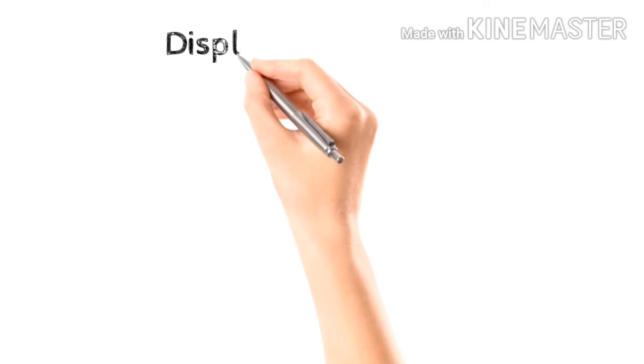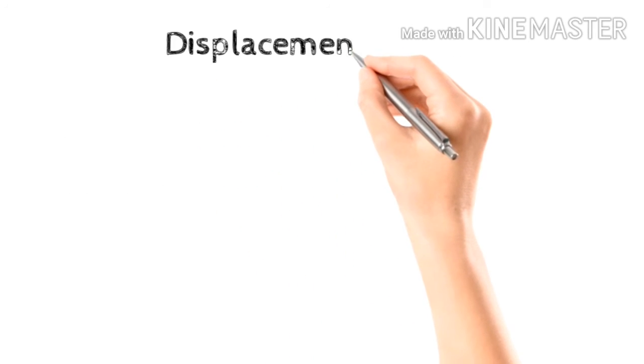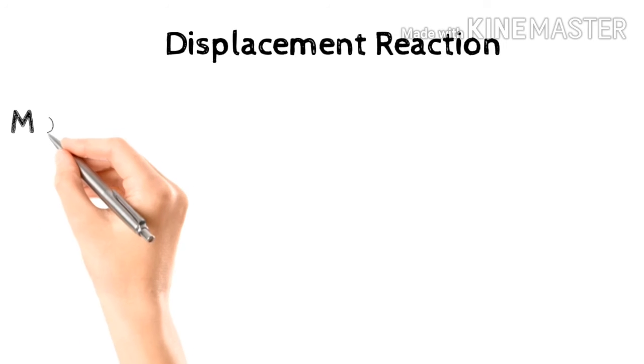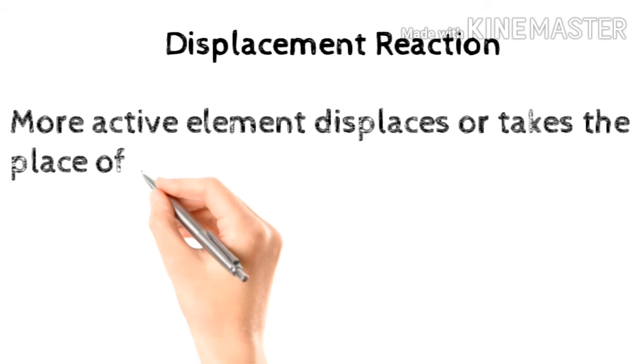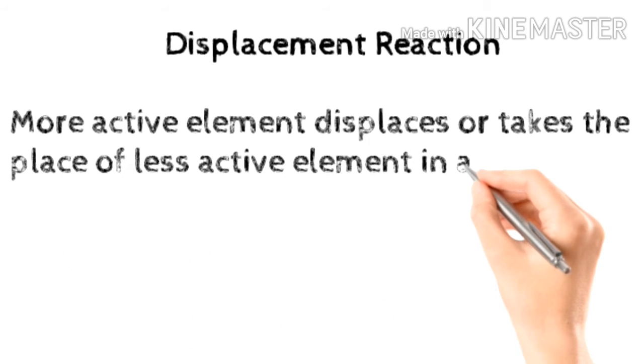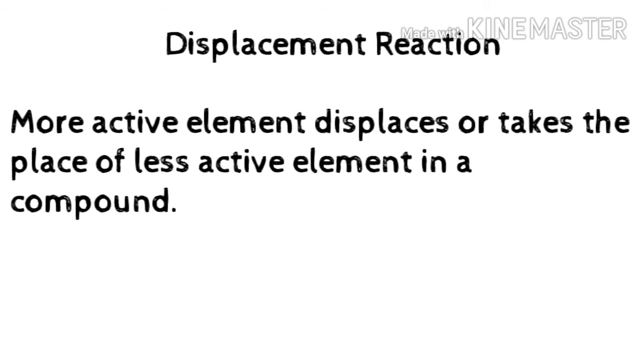Next we are going to the third type of reaction, that is displacement reaction. We know the reactants in chemical reactions are either elements or compounds which are formed of one or more elements. In displacement reaction, the less active element in a compound on the reactant side is replaced by a more active element on the reactant side itself. That is, a more active element displaces or takes the place of a less active element in a compound.